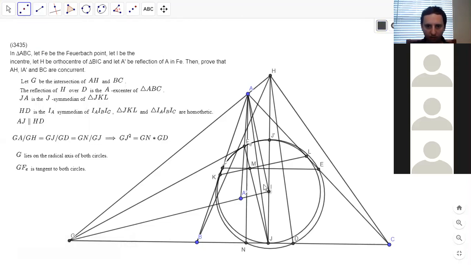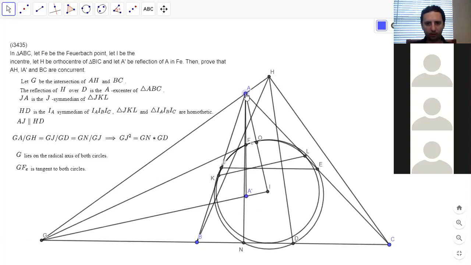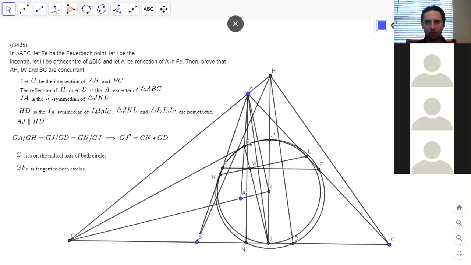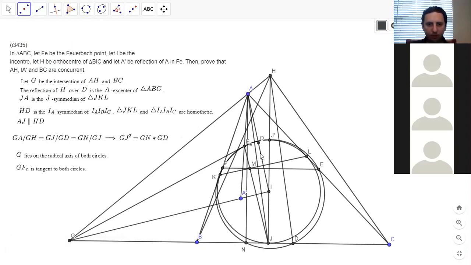Now, using the property of the Feuerbach point. Okay. The Feuerbach point is the anti-Steiner point of the Euler line of KLJ. By using this, we can prove that the Feuerbach point, the midpoint of AI and J' are collinear. Okay. And FE are concurrent. So we want to show FE, O and J are concurrent.